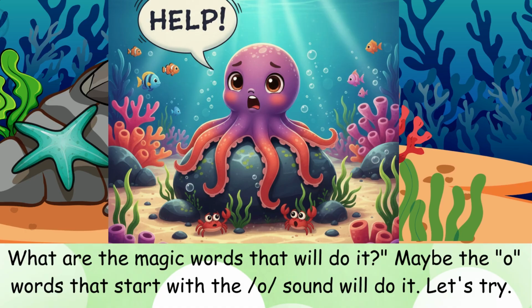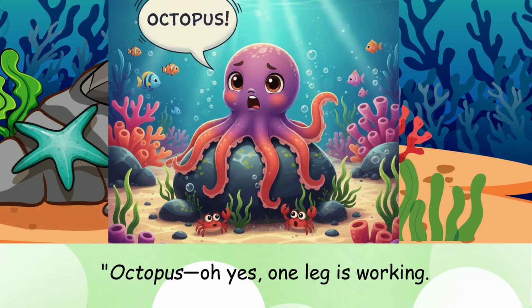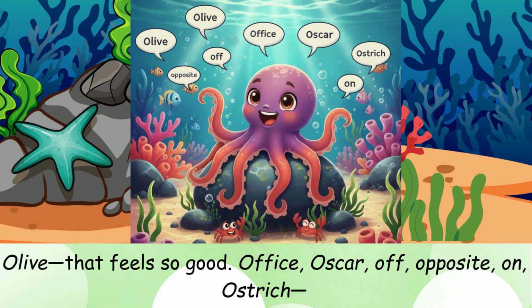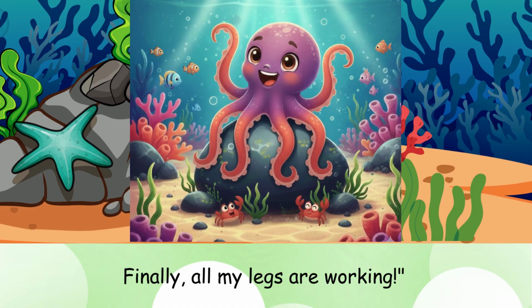Maybe the O words that start with the O sound will do it. Let's try. Octopus. Oh yes, one leg is working. Olive. That feels so good. Office. Oscar. Off. Opposite. On. Ostrich. Finally, all my legs are working.